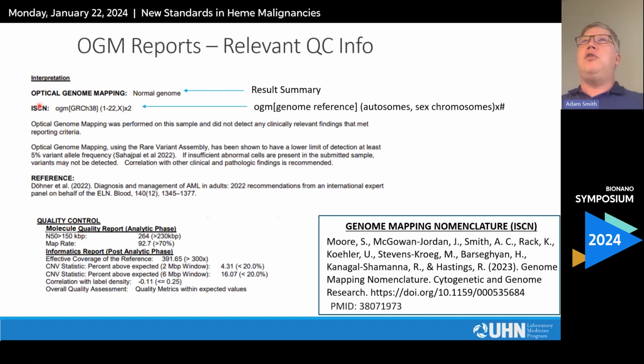And so as you can see here, as a side note, I just wanted to really quickly point out that the ISCN genome mapping nomenclature paper has also been recently published, and you can get that here. The PMID is down here.